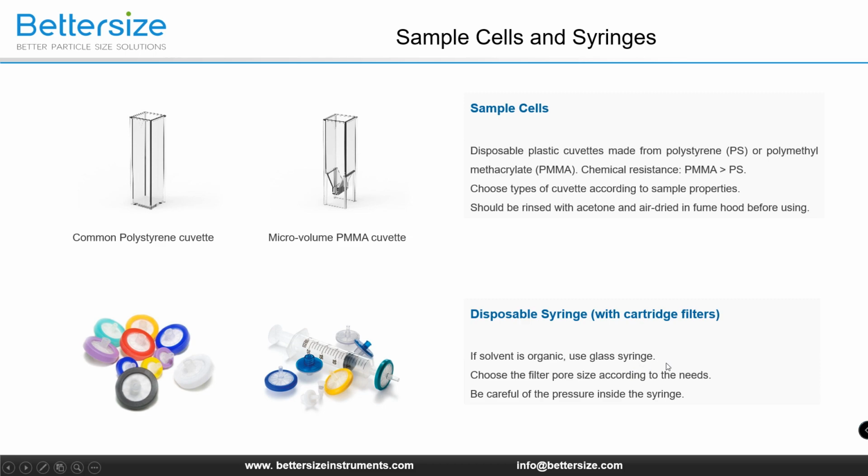Similar to choosing sample cells, one should choose the pore size of filter membranes according to the particle properties. The pore size should be larger than the particles, such that only the sample particles can go through, but not the dust particles. High pressure might be exerted onto particles inside a syringe during the filtration process. It might lead to crushing or destruction of particles and affect the accuracy of particle size analysis.